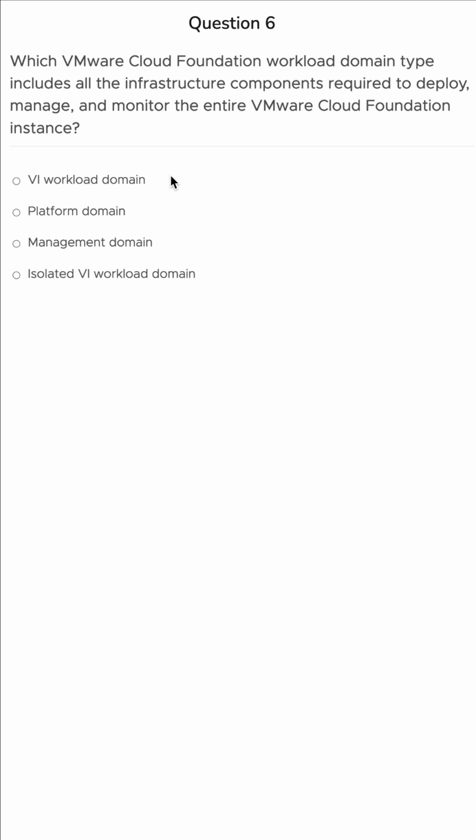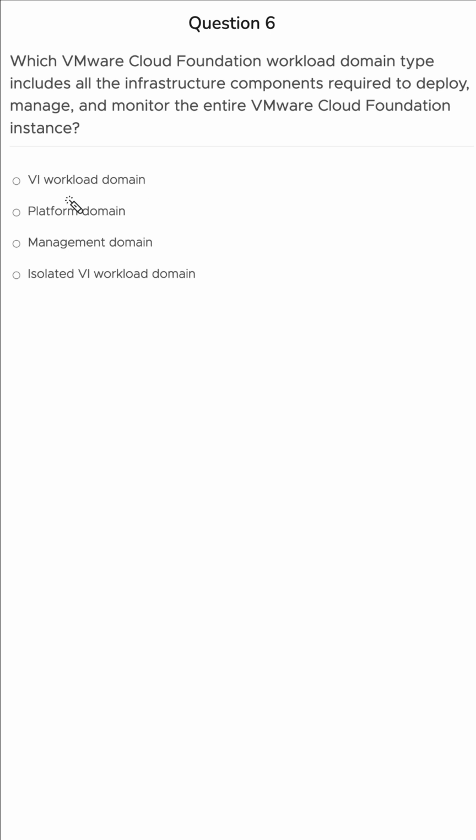A workload domain can also have an NSX instance, a cluster with NSX managers, 3 of them to be precise. Those managers are also hosted in the management domain. So the workload domain is only hosting workload for customers.